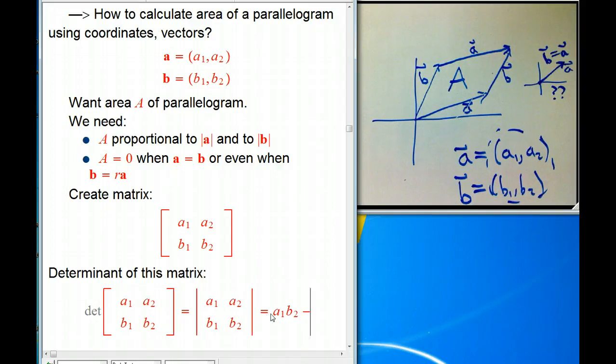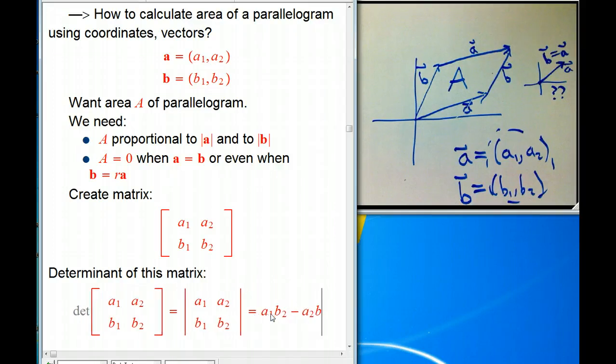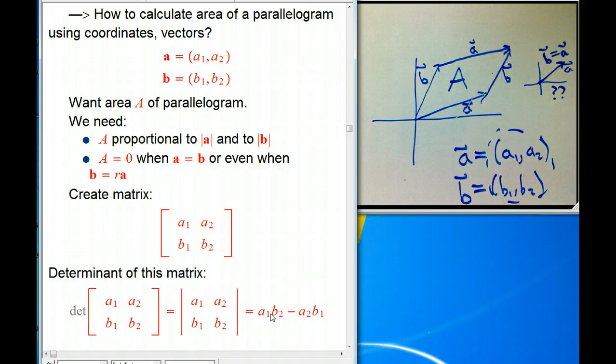And often in my classes, we go into more depth on this, and we figure out why right from the start. We figure this out for ourselves, why this must be the right formula. But I'll just give it to you. It's the product of the diagonal entries minus the product of the off-diagonal entries.